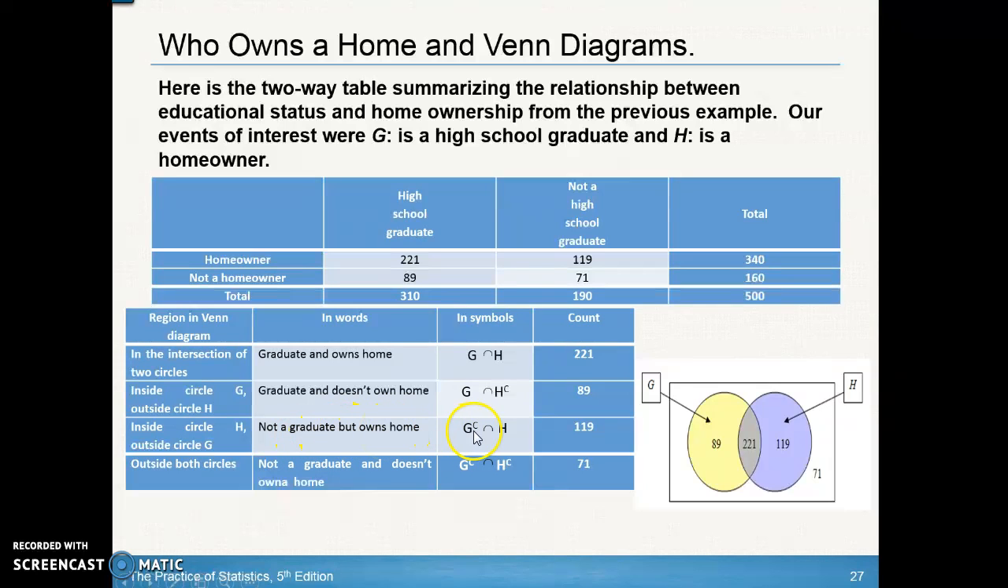So they're not a graduate, so it's G complement, so it's everything outside of G. So I'm not going to include that here. Everything outside of G is just the 119. And owns a home, that's just the 119. Not a graduate and doesn't own a home, okay? So that's G complement, everything outside of G. H complement, doesn't own a home, everything outside of H, that's 71.